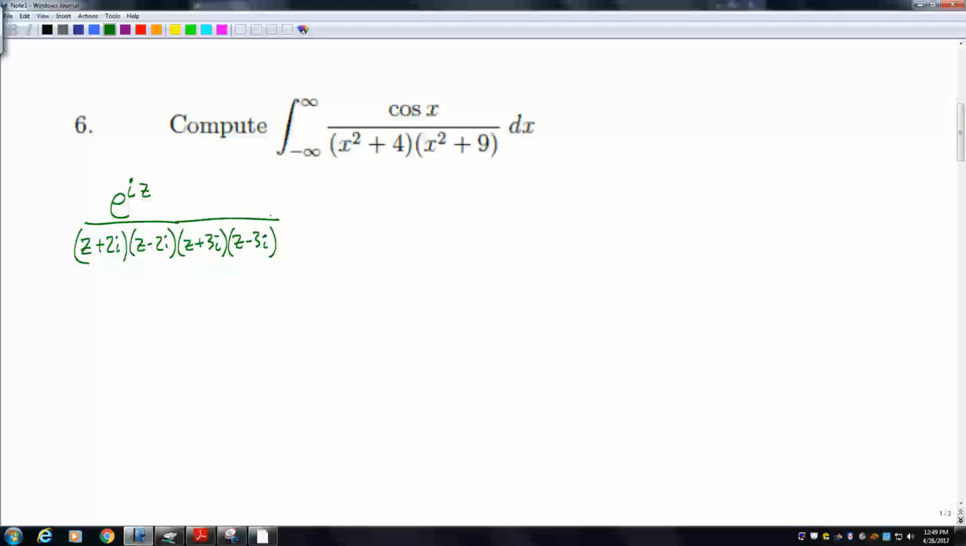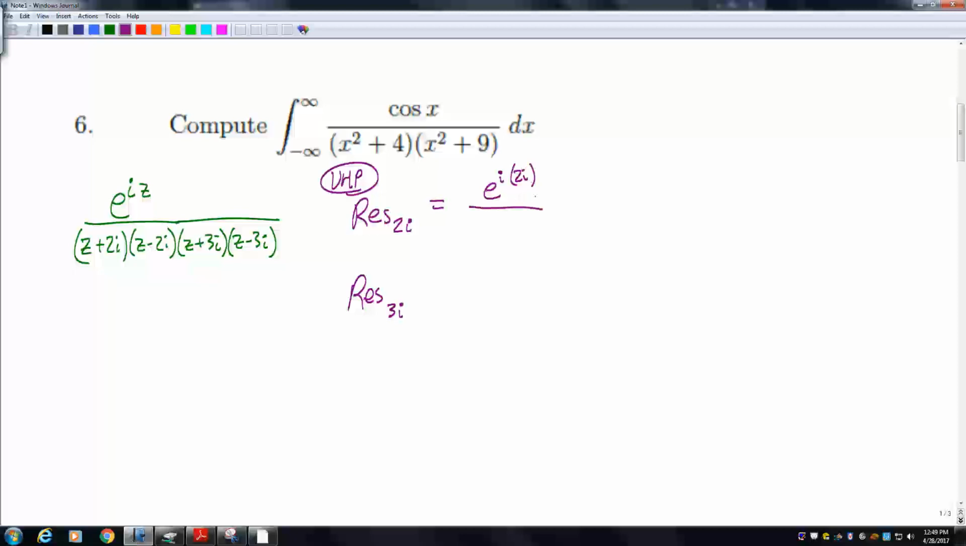So we're going to look at this function, and the residues that I'm interested in are in the upper half plane. So I'm interested in the residue at 2i and the residue at 3i. These are simple poles, so again, computing the residue is not that hard.